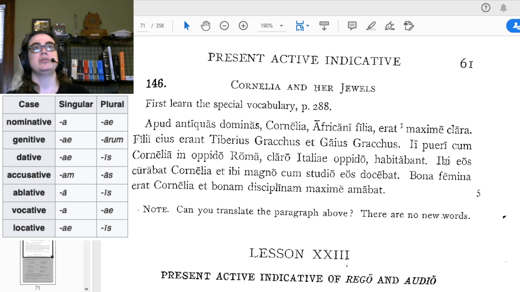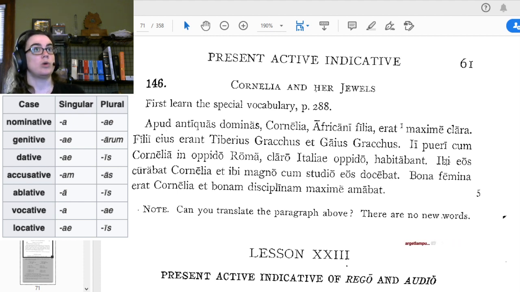Among the ancient ladies, Cornelia, the daughter of Africanus, was the most distinguished, maxime clara. So Africanus, you might know about the Punic Wars, Hannibal, that kind of stuff. That's Scipio Africanus on the Roman side. So this is his daughter, Cornelia.